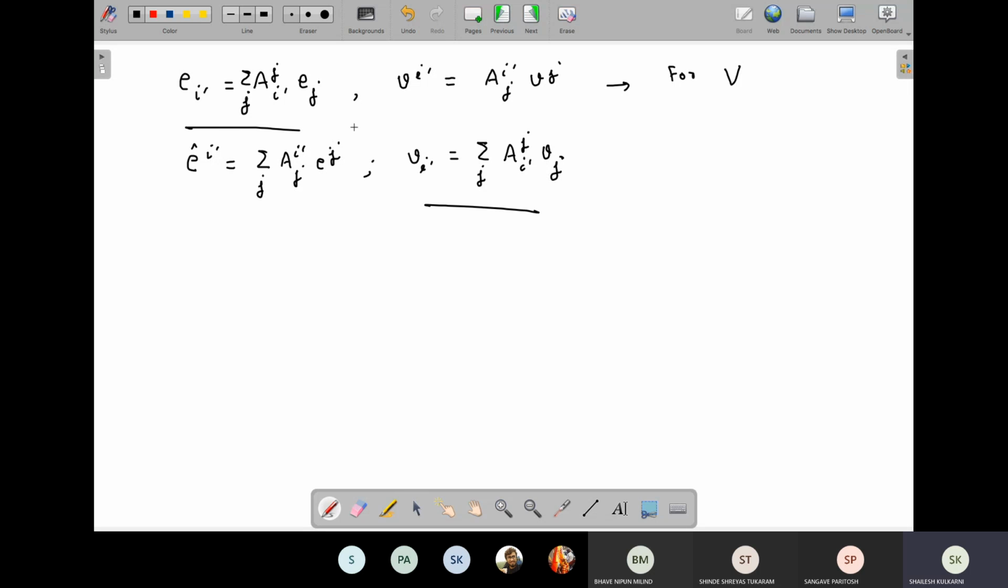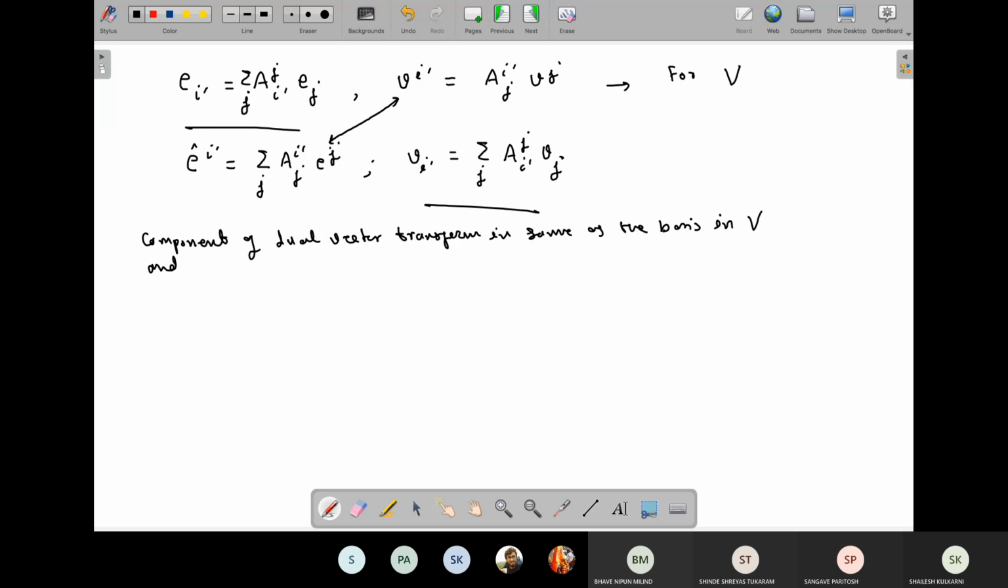And the way your dual basis transforms, your component of vector transforms in that way. You understand? So the component of a dual vector transforms in the same way as the basis in V.